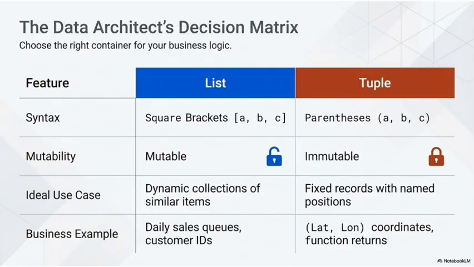The ideal use case: list for dynamic collections of similar items. The tuple is for fixed records with named positions. Business example: list for daily sales queues and customer IDs. The tuple for coordinates or function-returned values. The decision rule: ask one question. Will this collection ever need to change after creation? If yes, use a list. If no, if it represents a fixed fact, a record, or a coordinate, use a tuple.